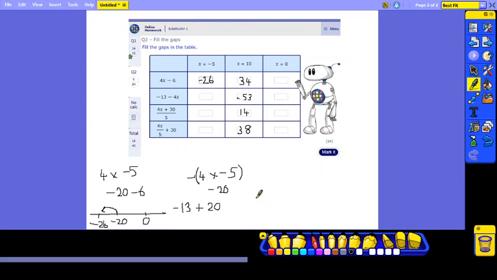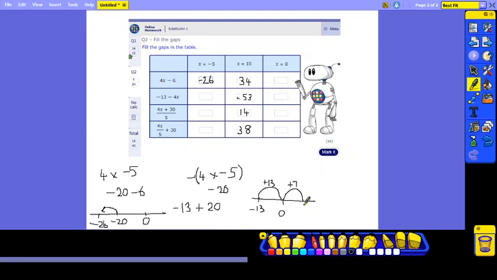So again, if I draw this on that number line, here's 0. I'm currently on -13, and I'm now adding on 20. Now I'm going to do this in 2 jumps. Here I am, adding on 13, but I'm adding on 20, so I need to add on another lot of 7.